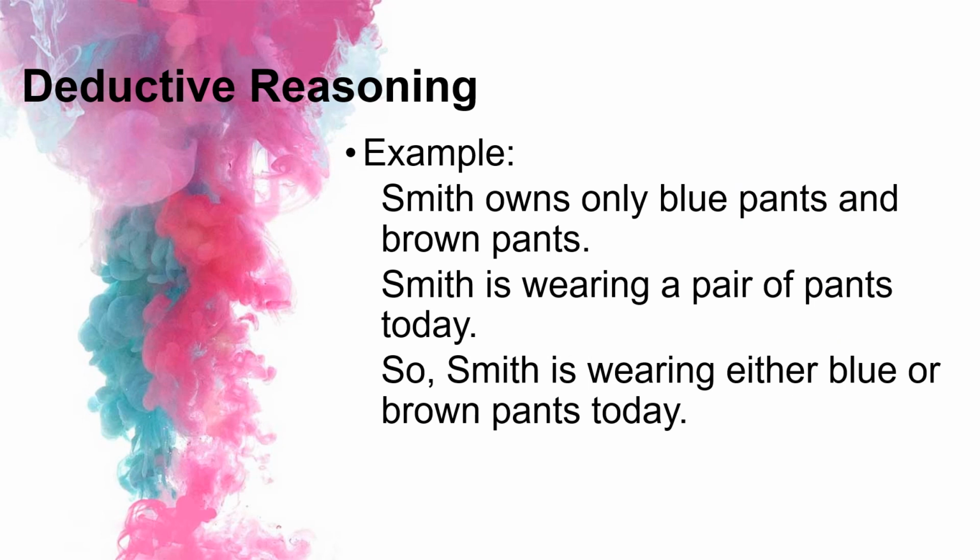Let's take a look at another example so that we can understand deductive reasoning better. Smith owns only blue pants and brown pants. Smith is wearing a pair of pants today. So Smith is wearing either blue or brown pants today. That is why we say that a conclusion is definitely true when it comes to deductive reasoning, because the premises provide specific information that can be accepted. They are relevant to the conclusion.